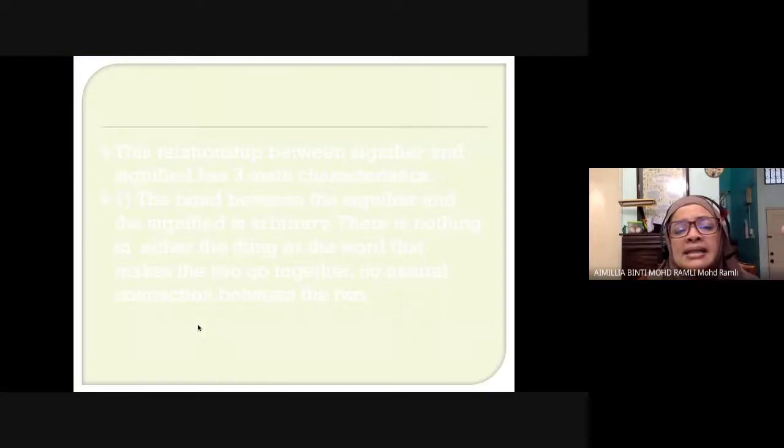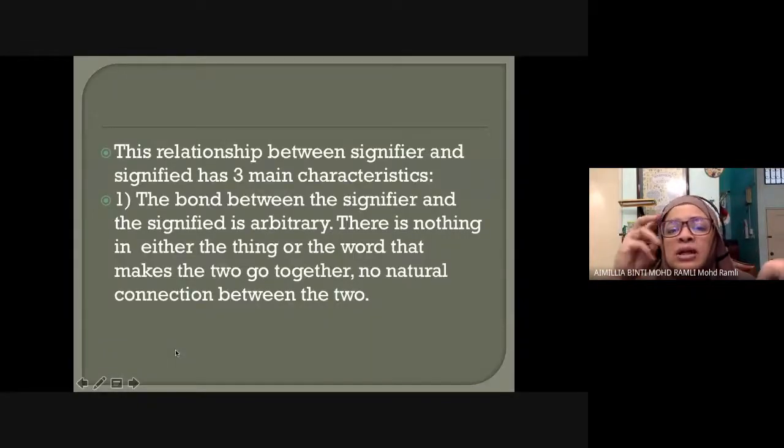But this connection has three main characteristics. The first is that it's arbitrary. There is nothing in either the thing or the word that makes the two go together. No natural connection whatsoever.